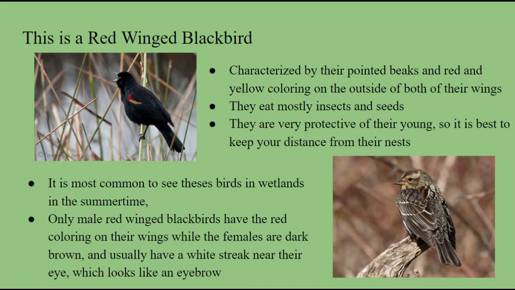These birds are called red-winged blackbirds. These birds are characterized by their pointy beaks and red and yellow coloring on the outside of both of their wings. They eat mostly insects and seeds and are most commonly found in wetlands in the summertime. Red-winged blackbirds are very protective of their young, so if you ever see one of the nests, it is best to keep your distance.